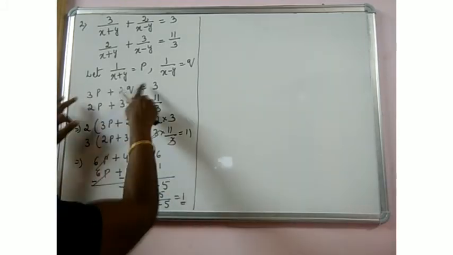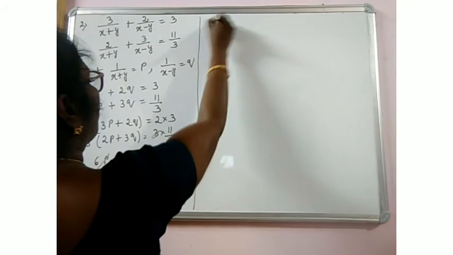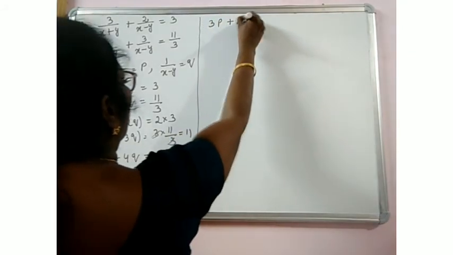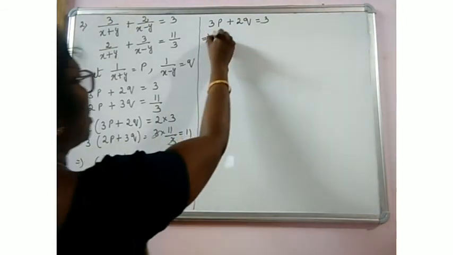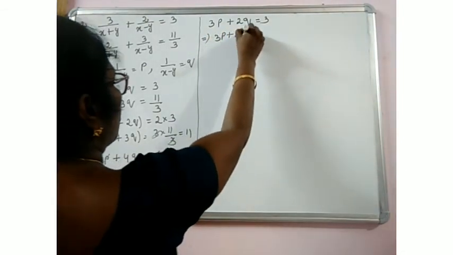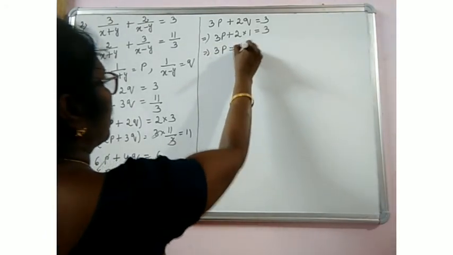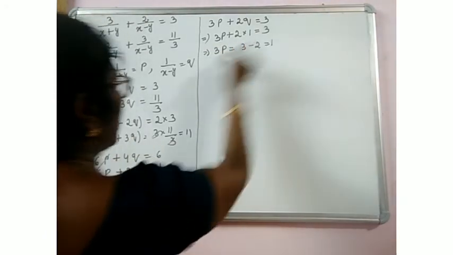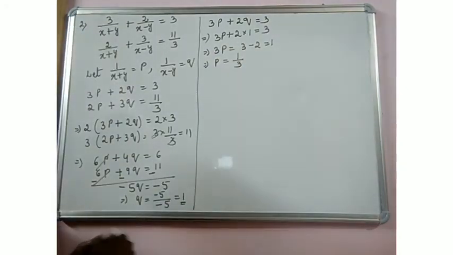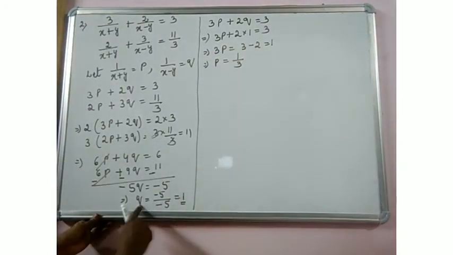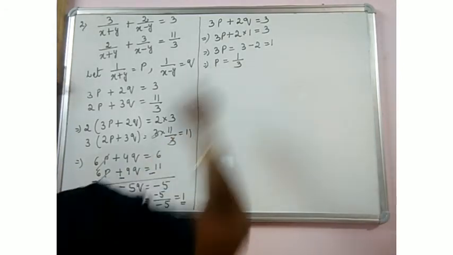For that, any one of the equations we can take. This is the simpler one. Let me take 3p plus 2q is equal to 3. The q value 1 we got now. 3p plus 2 into 1 equals 3. Or 3p is equal to 3 minus 2, that is 1. Or p is equal to 1 by 3. So we got the value of q as 1 and the value of p as 1 by 3.